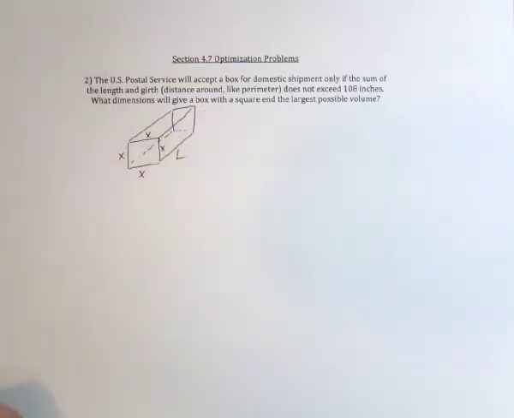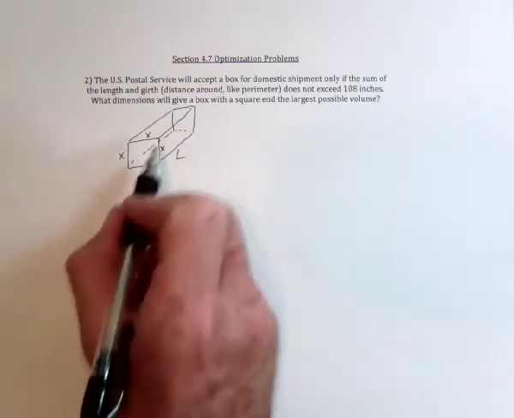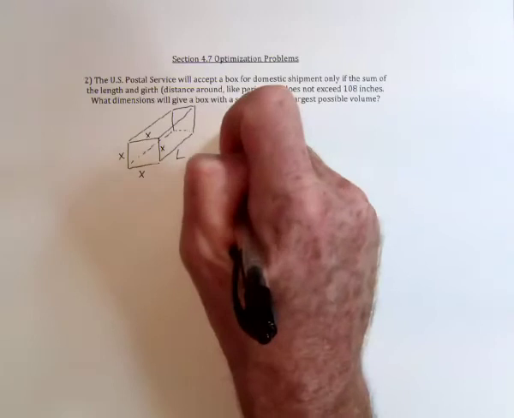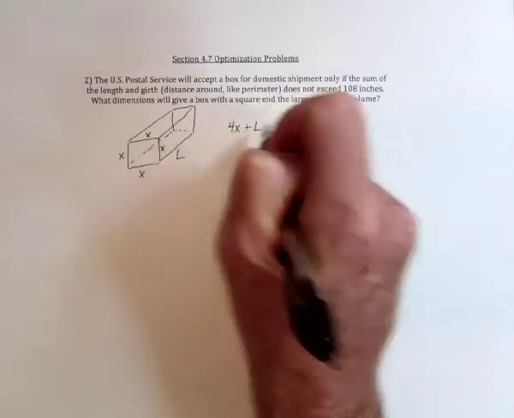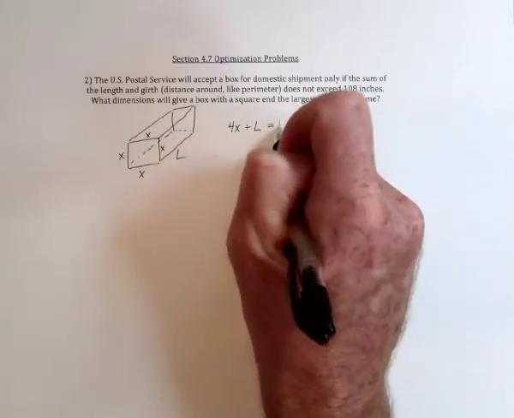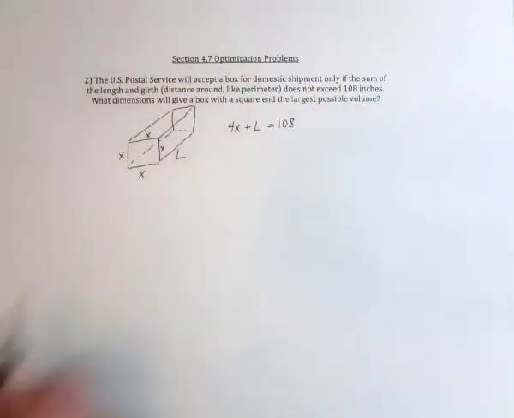And it says that the girth, so going around here, 4x, and the length should not exceed 108. So if we want it as big as possible, then we're going to have to go all the way up to 108. That's what's called an auxiliary equation.